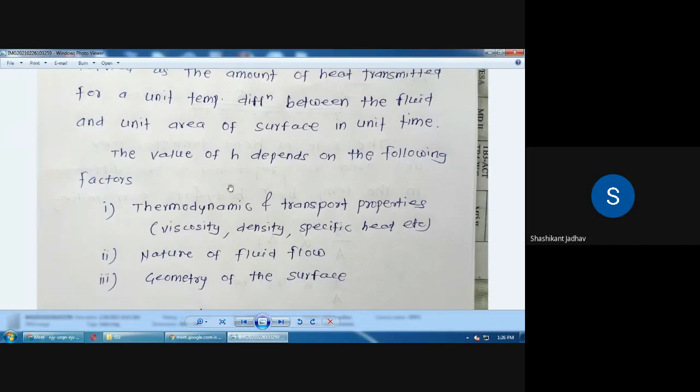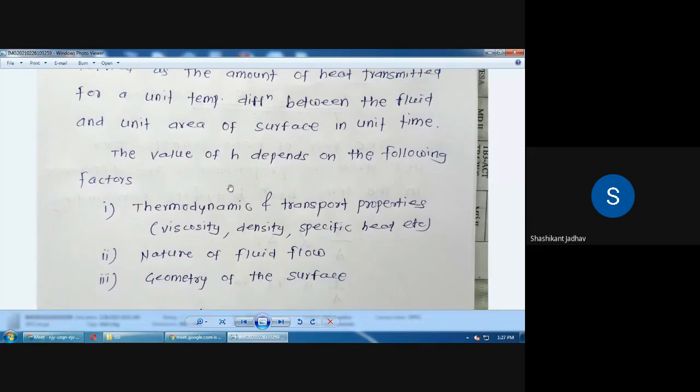What are these properties? The transport property is nothing but viscosity. Thermodynamic property is nothing but specific heat. So what is the viscosity of that particular fluid? What is the density of that particular fluid? What is the specific heat? On these factors, the value of H depends. So write down in bracket: viscosity, density, specific heat, etc. These are the thermodynamic and transport properties.